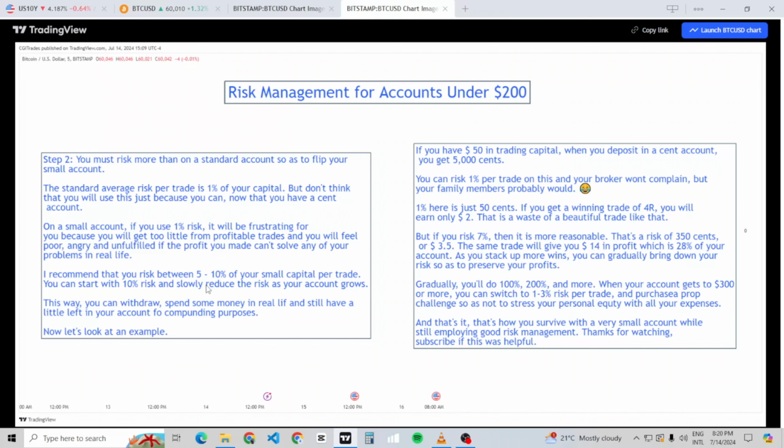But if your account size is $20, $50, small money like that, I think it's good to start with 10% risk. That is, divide your account size by 10 and use that amount to trade. So as your money grows, you can now reduce the risk.